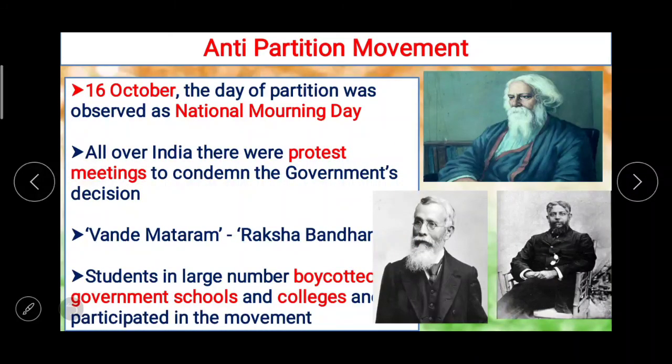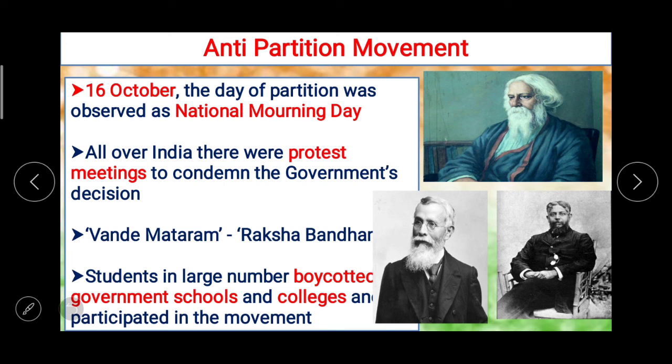Anti-Partition Movement. There was public awakening against the partition, not only in Bengal but all over India. 16 October, the day of partition, was observed as National Mourning Day, and all over India there were protest meetings to condemn the government's decision. In this, Vande Mataram came to be sung everywhere as a symbol of unity.